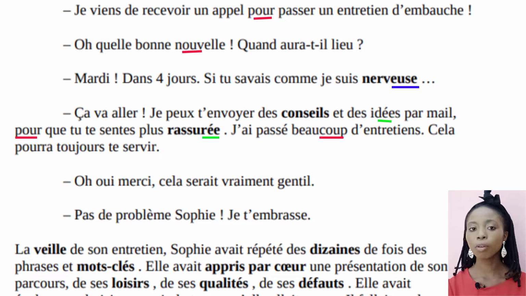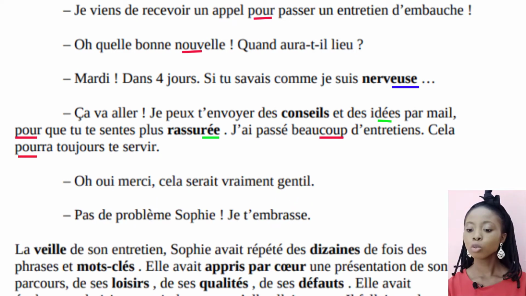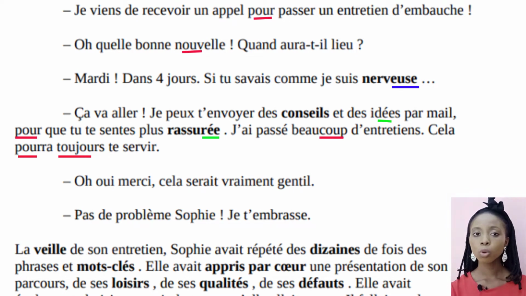Cela pourra. Can we see our OU again is coming here? You can see so many OU sounds. We have our P plus OU, which is POU. So we have pourra toujours. We can see our OU sound. So take it gradually. You have your T plus OU, we have TOU. TOU. JOU. We have our J plus OU. We have JOU. Okay? Toujours te servir.